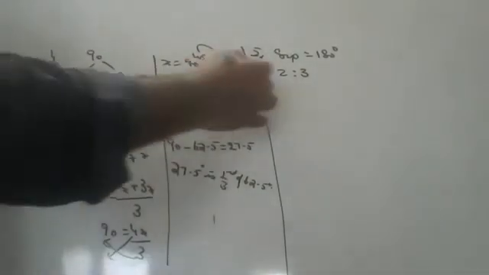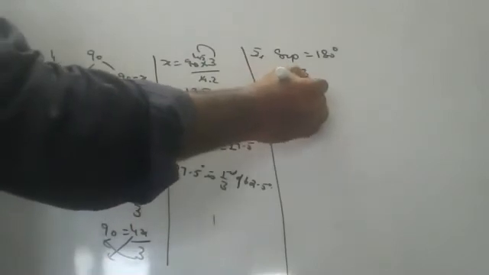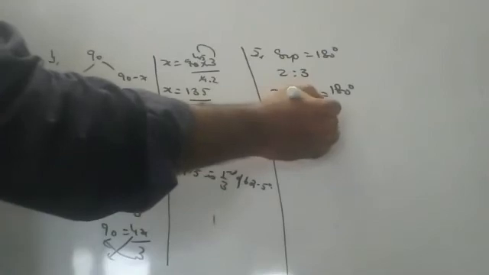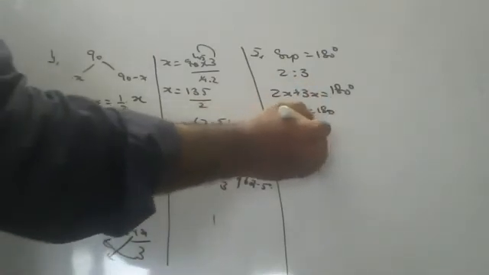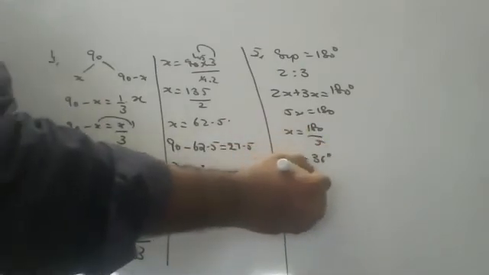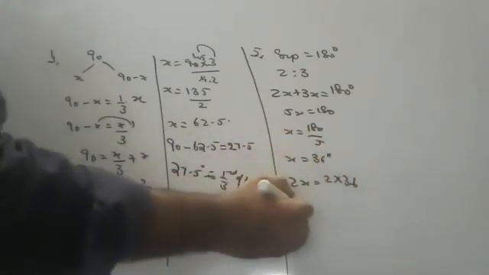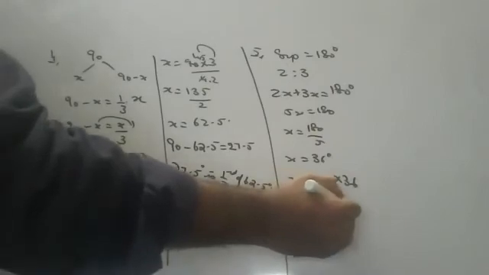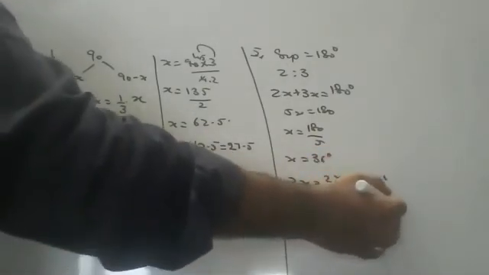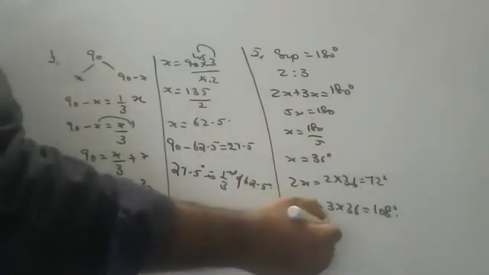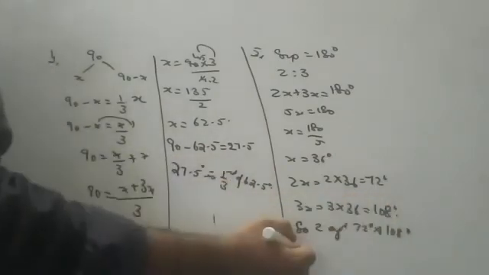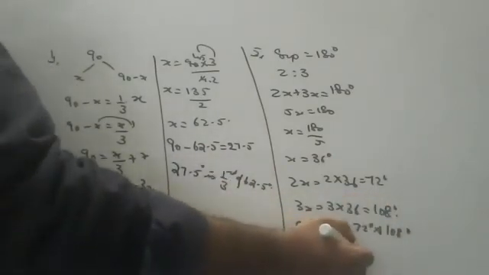Directly you take, children, 2x plus 3x. Two supplementary angles are 180 degrees. 5x is equal to 180 degrees. x is equal to 180 by 5, x is equal to 36 degrees. So one is 2 into 36, the other one is 3 into 36. So 2 into 36 is 72 degrees and 3 into 36 is 108 degrees. So two angles 72 degrees and 108 degrees are in 2:3 ratio.